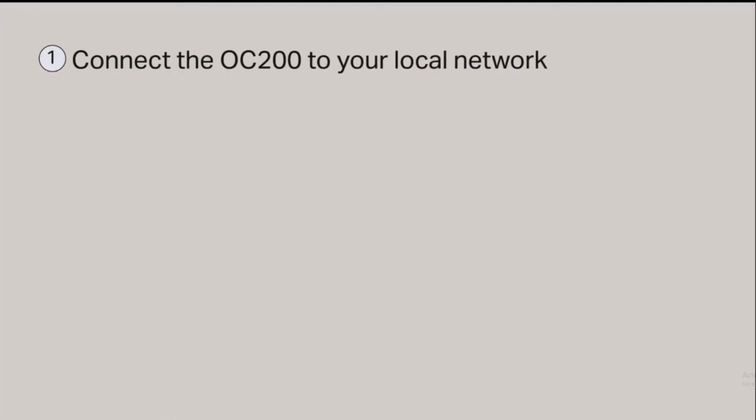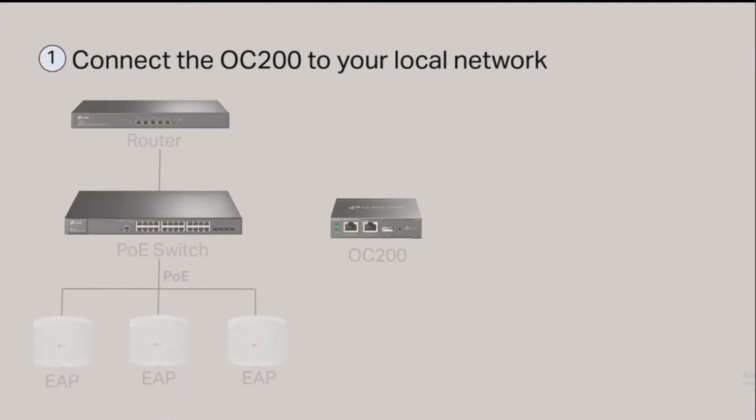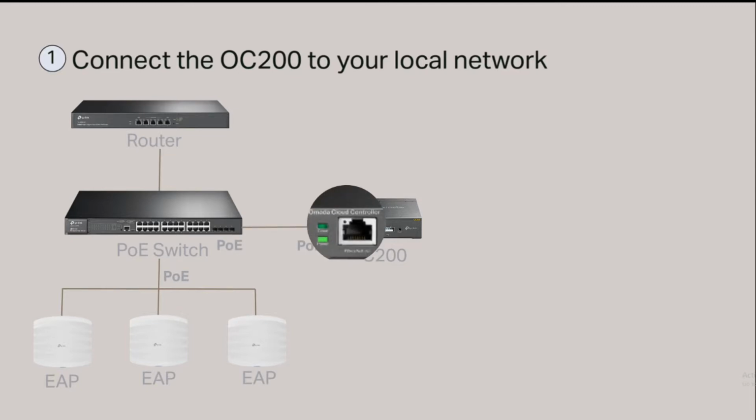Step 1. Connect the OC200 to your local network. The OC200 requires 802.3af PoE power. To power on the OC200, plug an Ethernet cable into its PoE end port, and connect the other end of the cable to a PoE port of a switch.